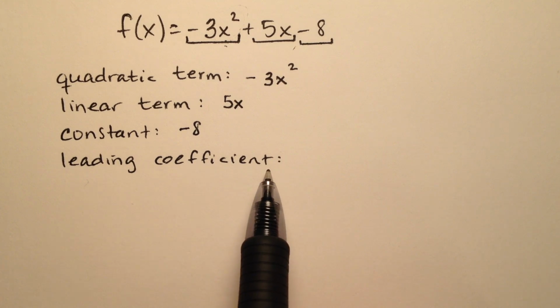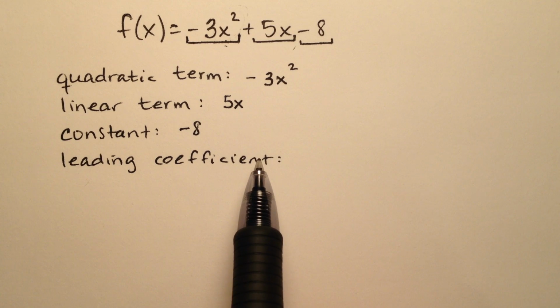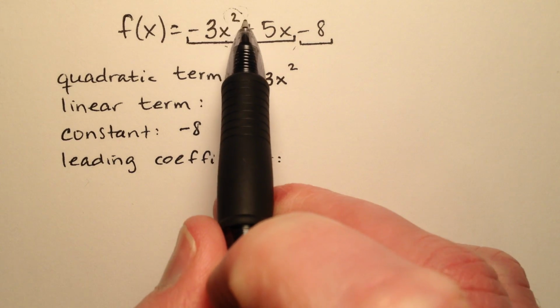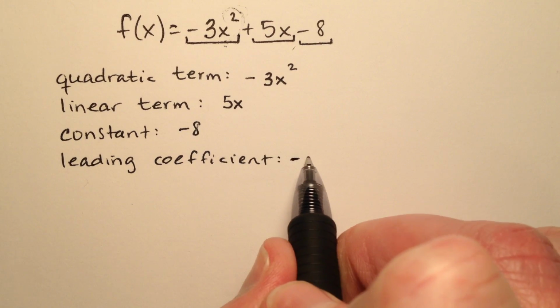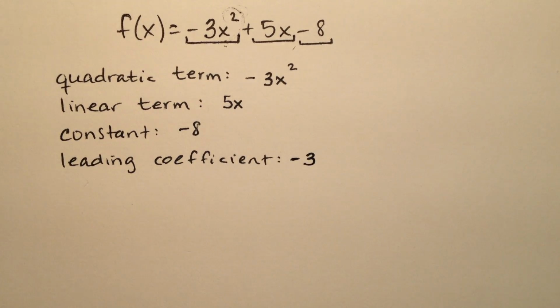Now the leading coefficient is the coefficient of the highest degree term, and in a quadratic function that's going to be the coefficient of your x squared, so that's going to be a negative 3.